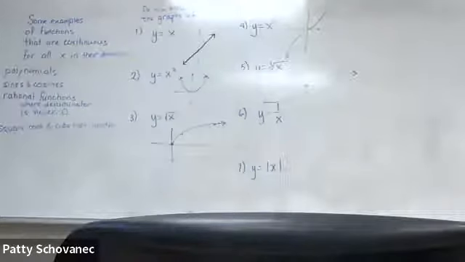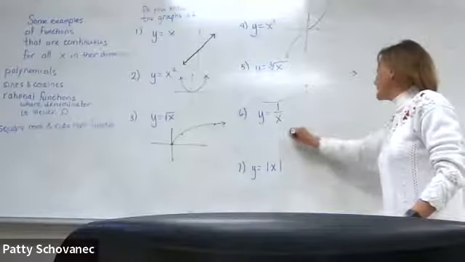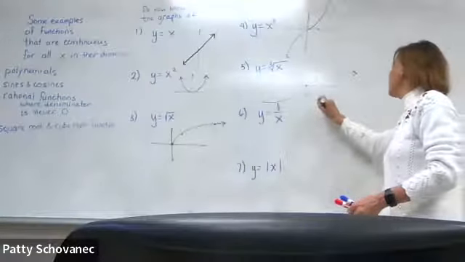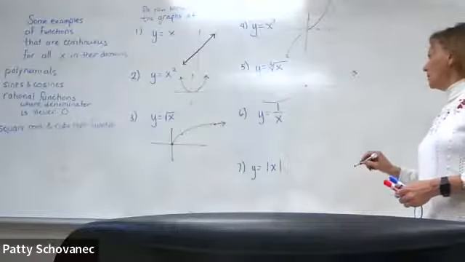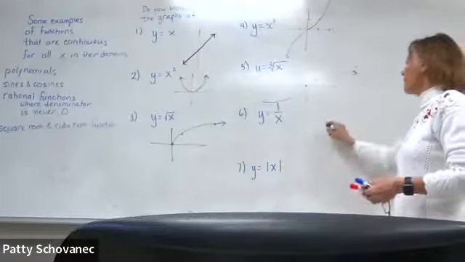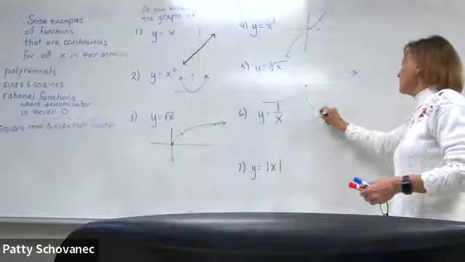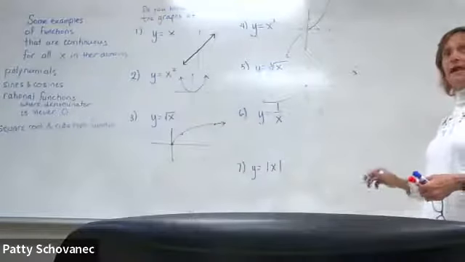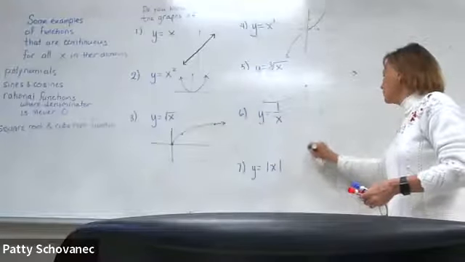Now 1 over x has a place where the denominator is 0. And that's right there at x is 0. So the y-axis serves as the vertical asymptote. And if x is a fraction that's positive, 1 over a fraction is big. But as x gets bigger, 1 over x gets smaller. But it won't be negative unless x is negative. If x is negative, it does the same thing over here.